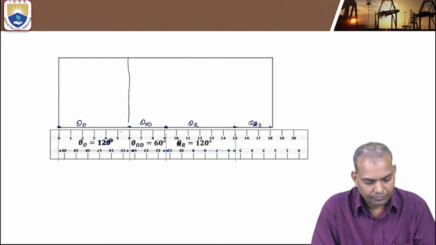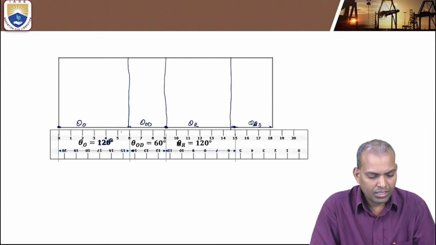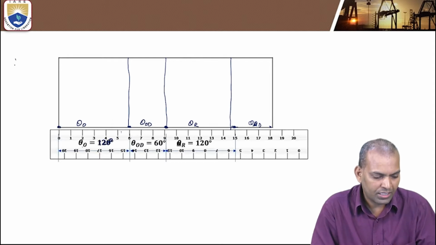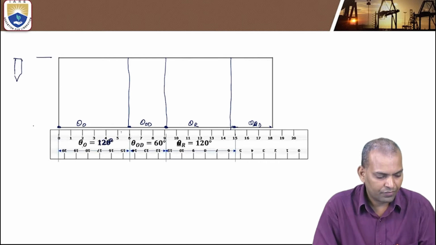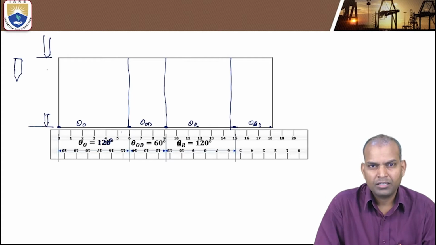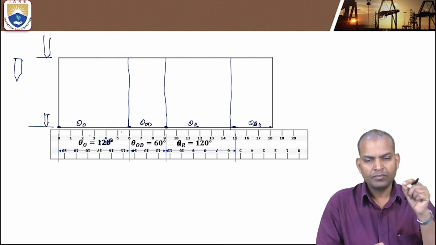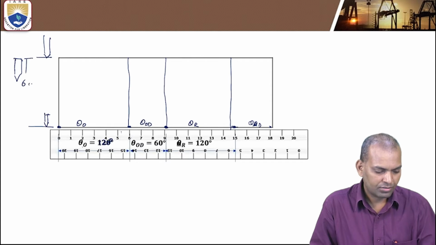Then draw lines. During dwell, it will be constant. During outward stroke, it will rise. The follower, which follower is it? The knife edge follower. The knife edge follower rises from this much to this much distance during 120 degrees of cam rotation. The rising of the follower is 6 centimeters.